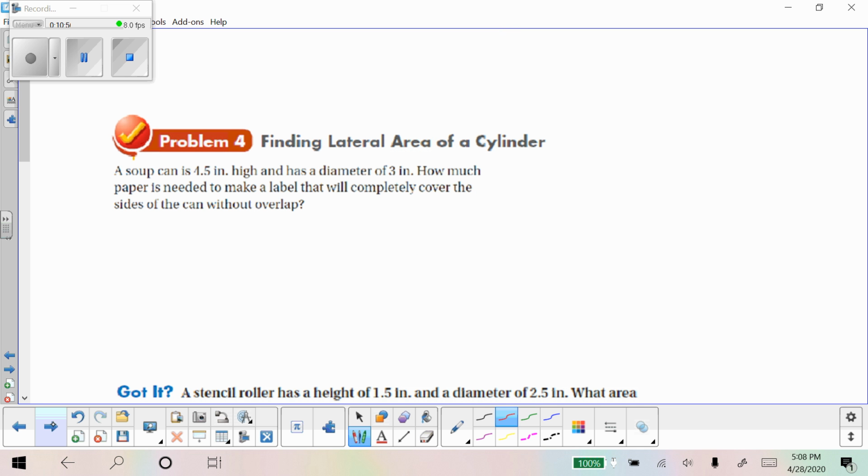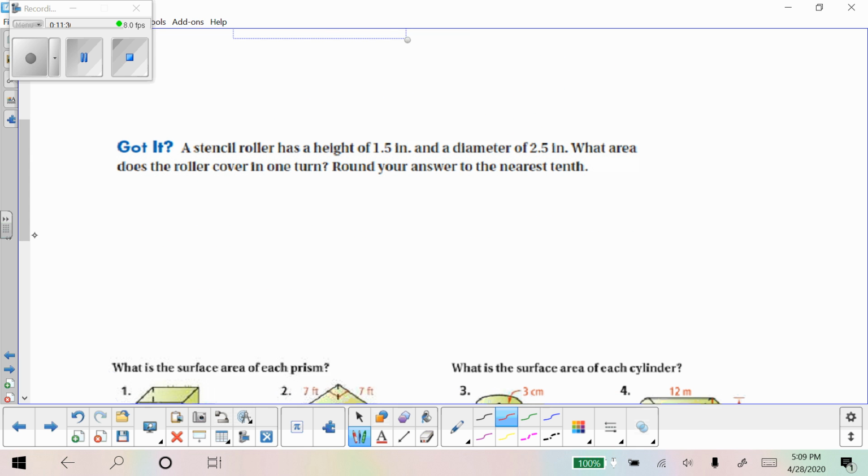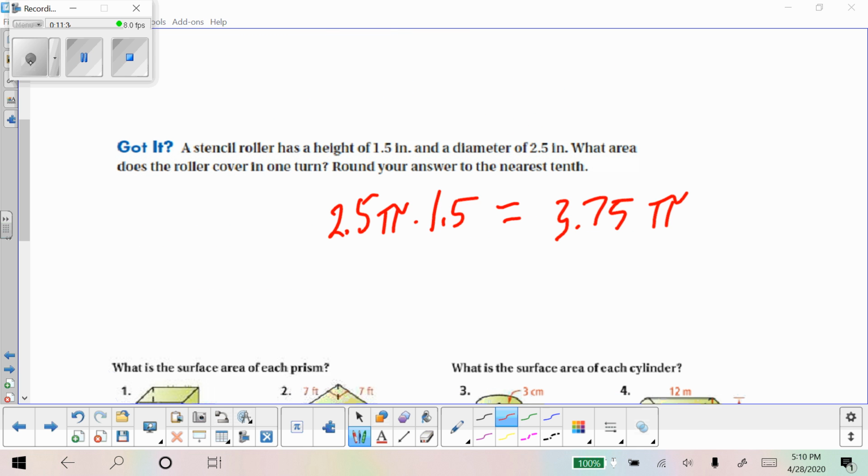Finding the lateral area of a cylinder. Lateral area just means not the bases, so don't include the base. So to do that, all you have to do is find the circumference, the distance around the bottom. So we're going to do 3 times pi for that and multiply by the height, which is 4.5. 3 pi times 4.5 is 13.5 pi. All right, go ahead and try one of those. Okay, and that's your answer.